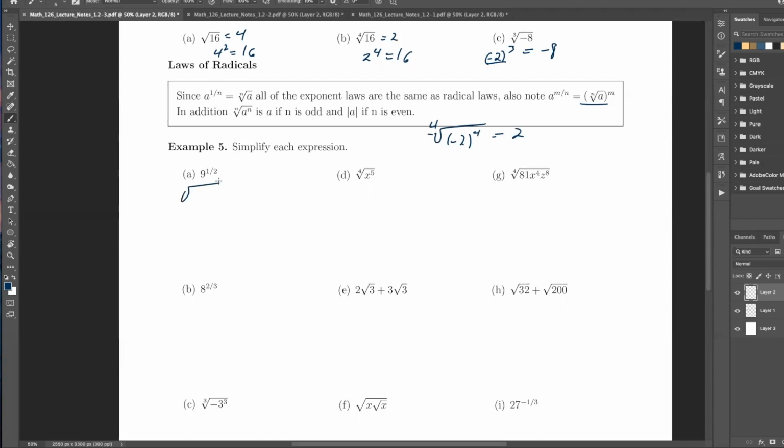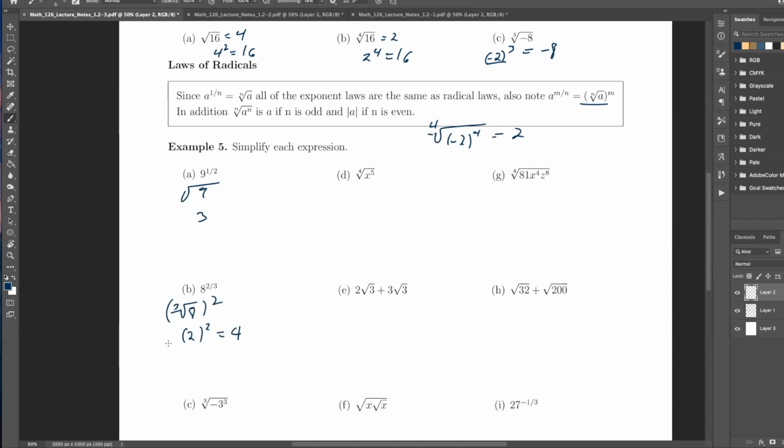So here, 9 to the half is the same thing as the square root of 9, which is just 3. 8 to the 2/3. Well, how do I do this? Well, I can just take the cubic root of 8, from my cube right here, and then square it. Well, the cubic root of 8 is 2. And then if I square 2, I get 4.